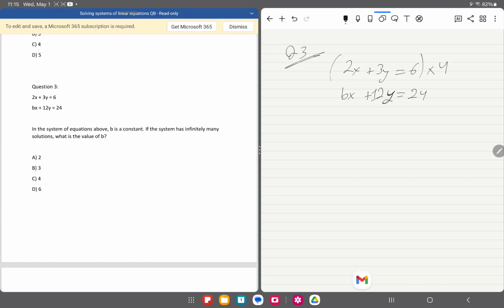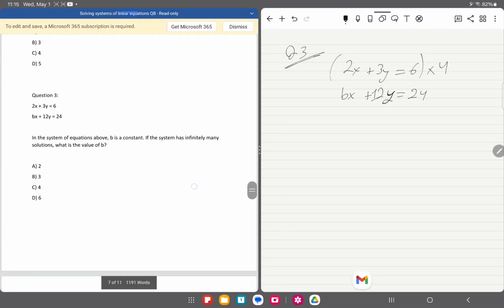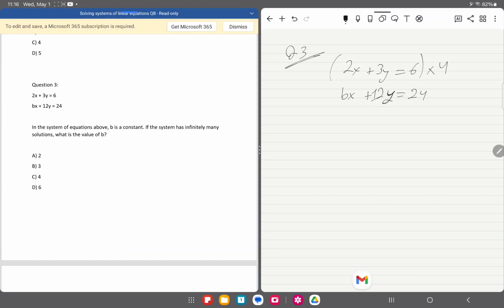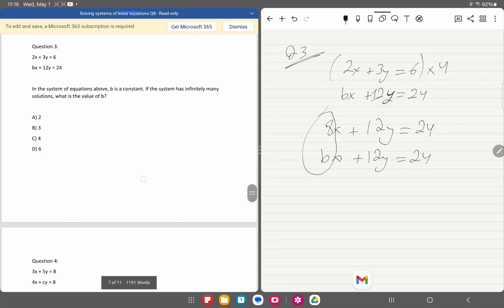I was trying to go the other way around, because later on we're going to have exercises that ask you if you have infinitely many solutions, or no solutions, or one solution. So I was trying to give you a method of thinking before we go to the ones that ask you these types of questions. So over here, the easier method, 8x plus 12y is equal to 24. Bx plus 12y is equal to 24, so b is equal to 8. It doesn't appear here, it's fine. Okay, so b must be equal to 8.